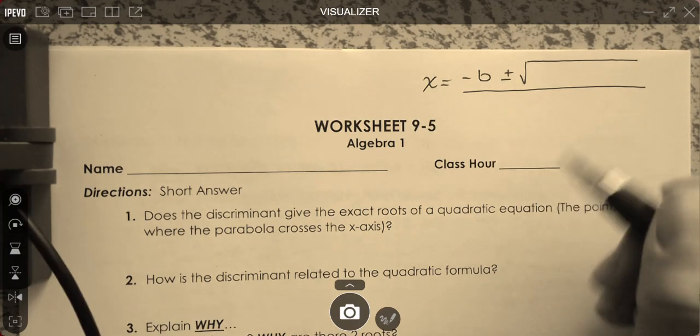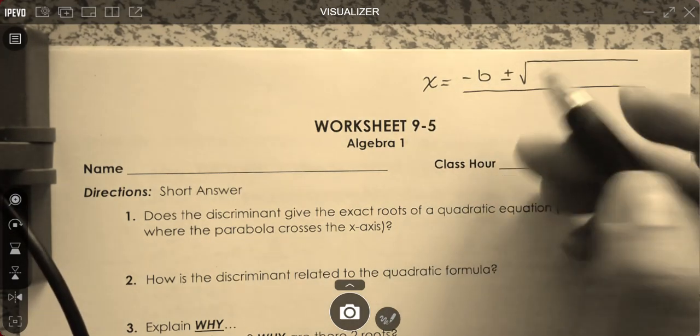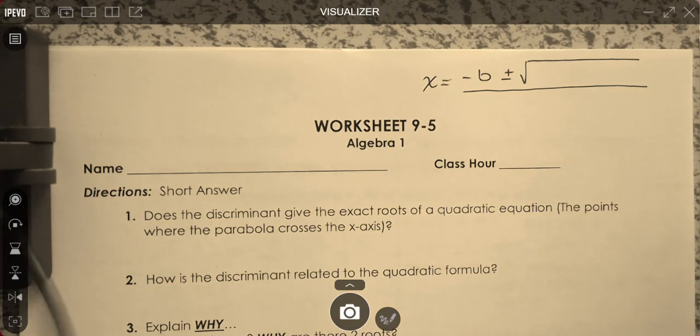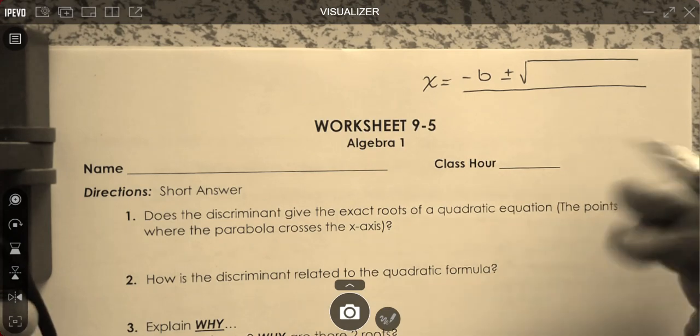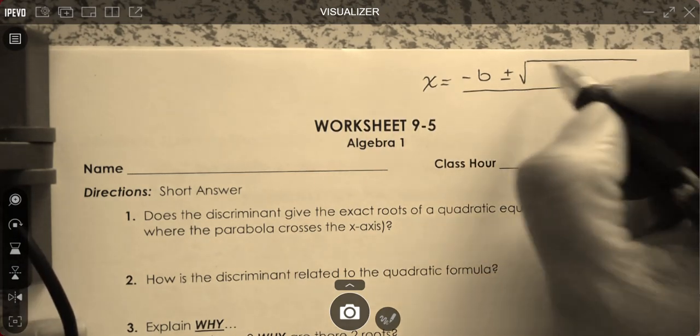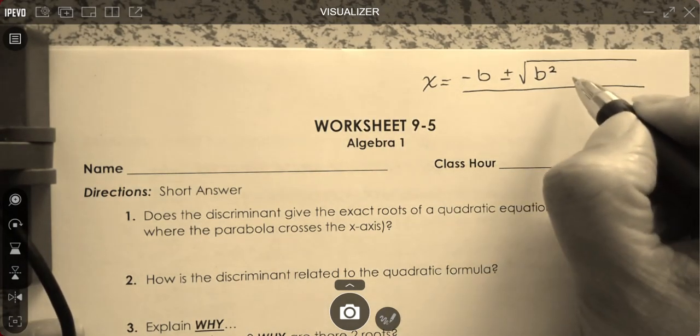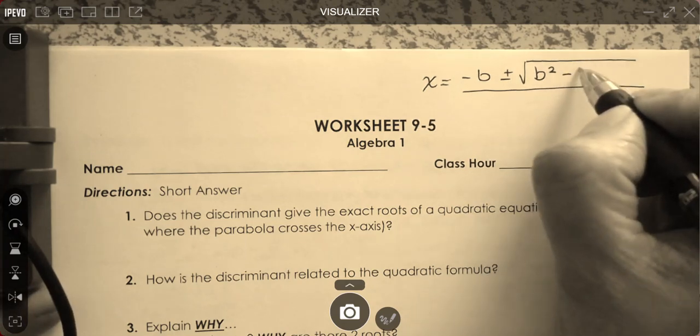Christian. All right, x equals negative b plus or minus... What's inside the radical sign in the quadratic formula? You weren't sitting there when I passed them out. That's what it is. So what's inside the radical sign? Keep going.